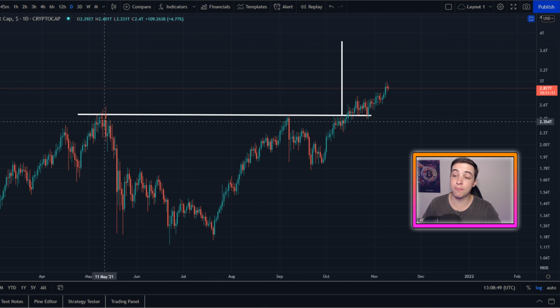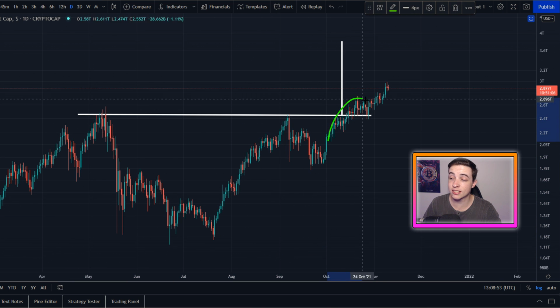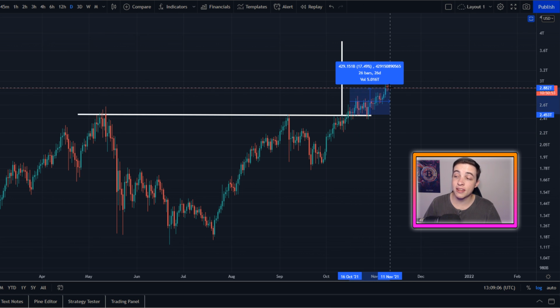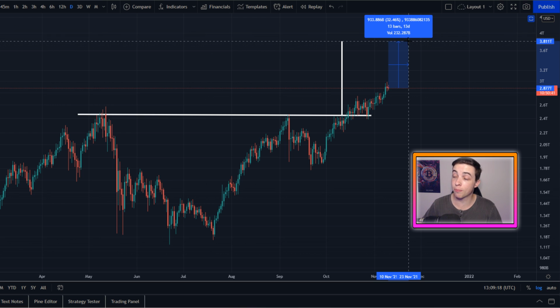But as you can see here, we previously formed this huge cup and handle pattern, which is a bullish pattern, and we broke out to the upside with a successful retest confirming this breakout to the upside. And so far, from the point of the breakout to where we are right now, that's been around a 17 to 18% gain. But from where we are right now to the technical price target, which by the way is at 3.8 trillion US dollars, that would be a 32% gain moving forward. But keep in mind, that is a 32% gain for the entire crypto market cap, which is equivalent to every single crypto in existence having a 32% gain.